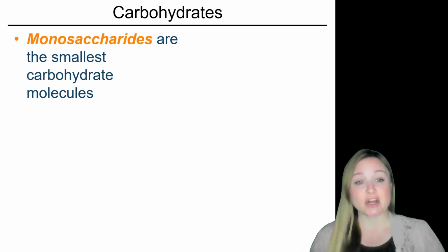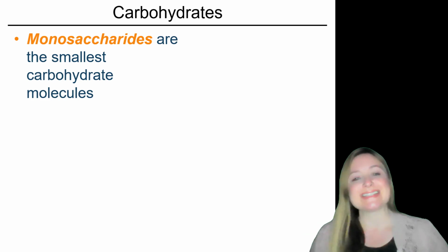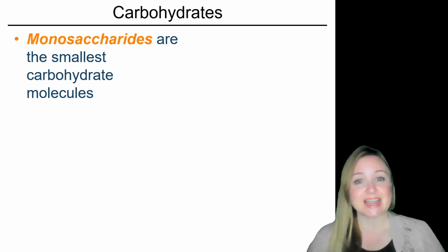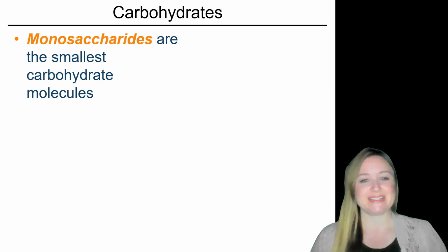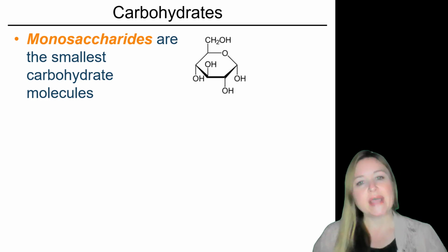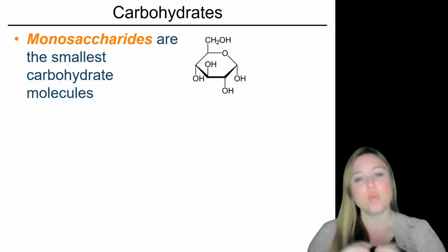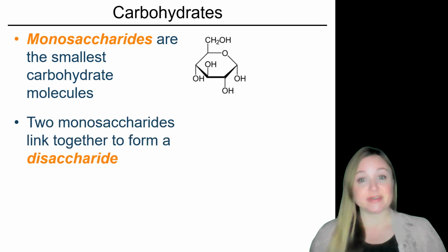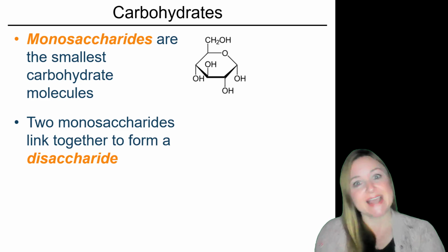Now, the monosaccharides are the smallest carbohydrate molecules, okay? The word saccharide is derived from a Greek root that means sugar or sweetness, because the monosaccharides and the disaccharides, those are sweet when you taste them. They're sugars. So monosaccharides are essentially one sweetness unit. They're one molecule, the smallest of the carbohydrates. And here's an example of a monosaccharide. This is glucose. Now, 2 monosaccharides can link together to form a disaccharide.